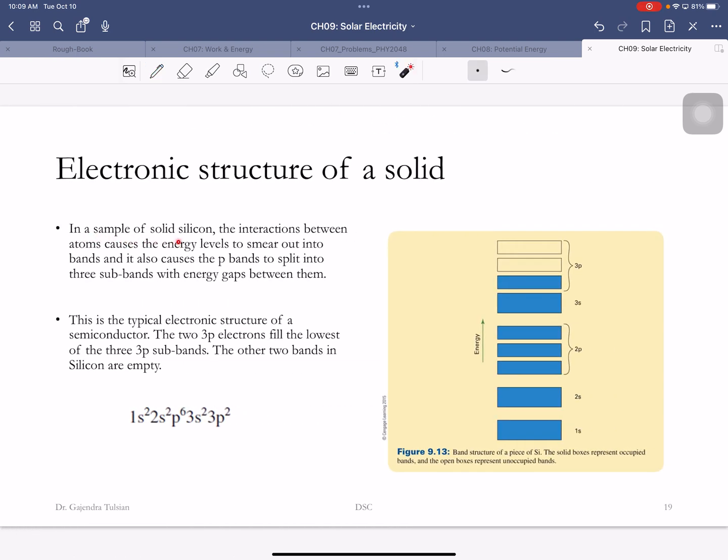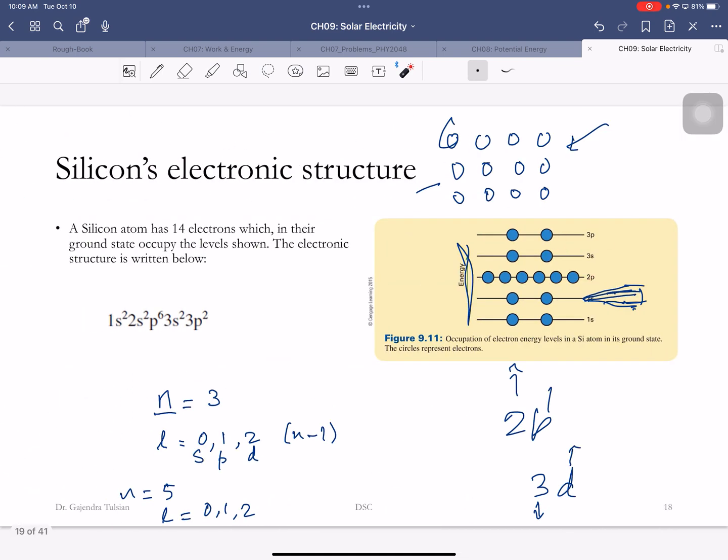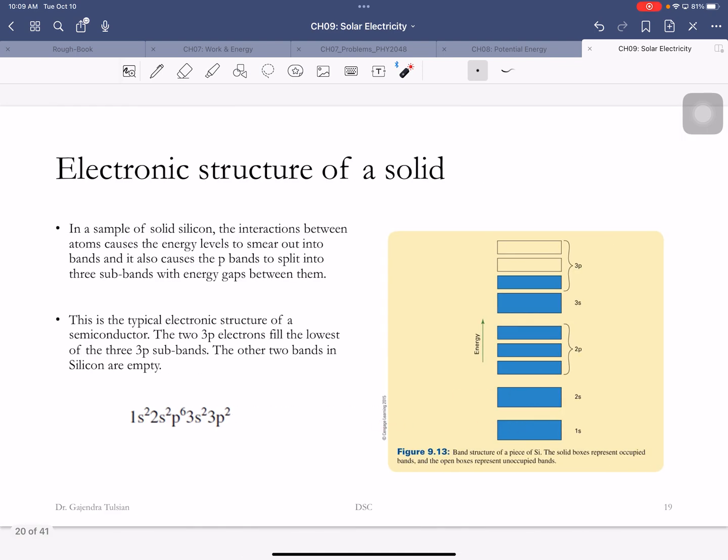In a sample of solid silicon, the interaction between atoms causes the energy levels to smear out into bands, and it also causes the p bands to split into 3 sublevels. So these energy levels become bands. The bands are just a collection of energy levels, and there are electrons in these energy levels. You guys understanding this? Okay.